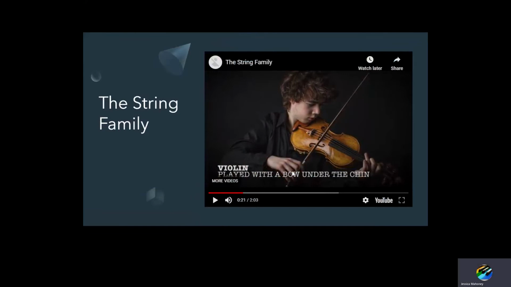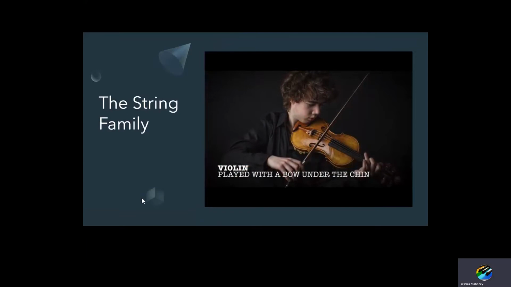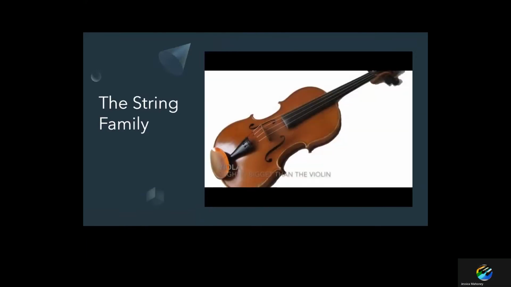Notice he is holding the bow, that's that long stick to play across the strings, and he plays it by tucking it under his chin. That is the violin. The next one is the viola, and it is played the same way. But it's a little bit lower because it's a little bit bigger. Viola.